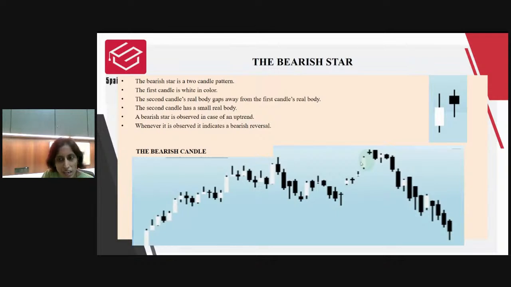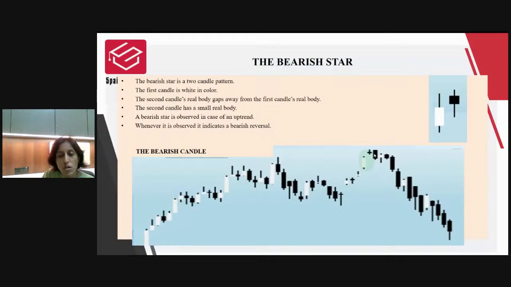And the moment this kind of pattern is observed, you can be sure that from here on the market is likely going to reverse, and the market will be moving downwards. So whenever it is observed, it indicates a bearish reversal. That is what you need to see. But how to actually confirm it?